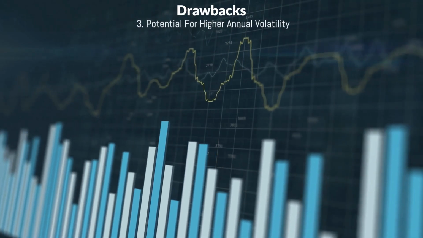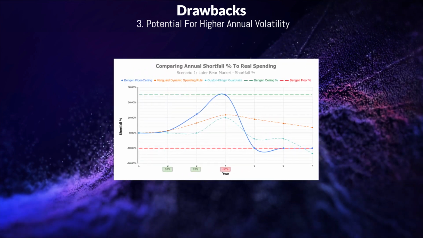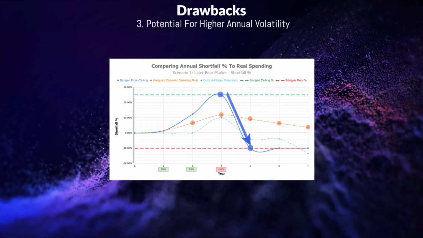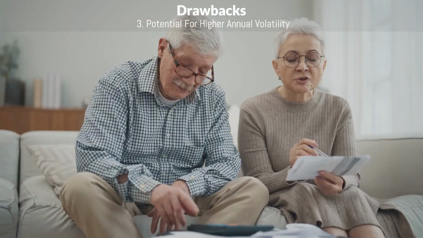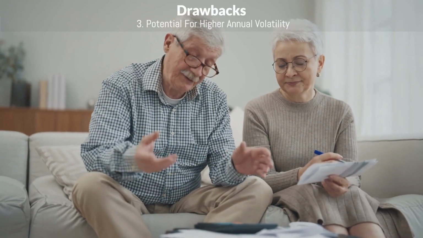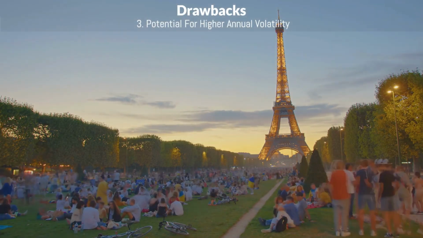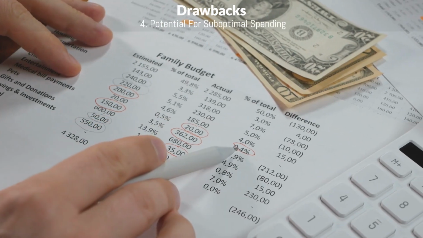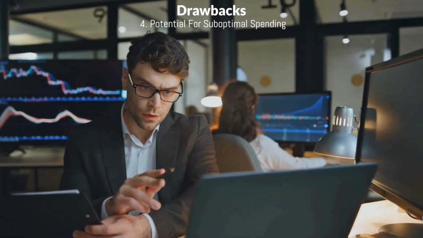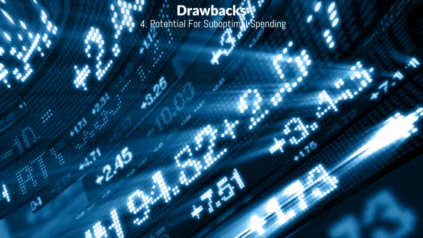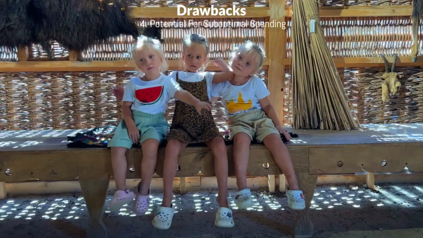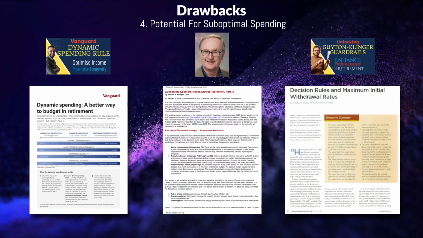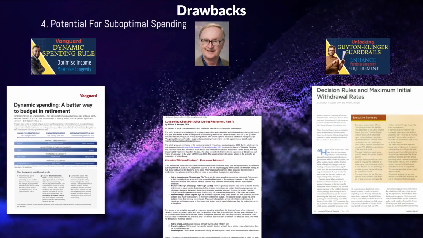Third, potential for higher year-to-year volatility. The floor and ceiling limits can lead to higher volatility in annual withdrawals compared to Vanguard's maximum 2.5% reduction. Retirees may experience larger fluctuations in income, but discretionary spending can be adjusted within the allocated amount to mitigate this. Fourth, potential for suboptimal spending. Depending on the set floor and ceiling percentages, suboptimal spending may occur in certain market conditions. This issue isn't unique to Bengen. It applies to all rules-based withdrawal strategies, including Vanguard and Guyton-Klinger.